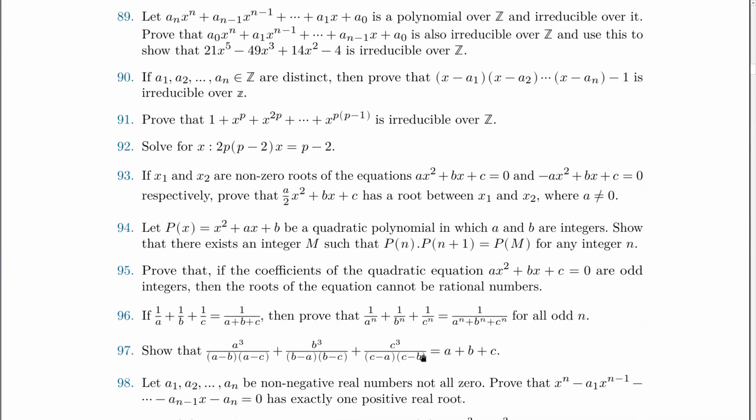Now we have problem number 99. It says, let p of x be a real polynomial function, and p of x is equal to ax cube plus bx square plus cx plus d. Prove that if mod of p of x is less than or equal to 1 for all x such that mod of x is less than or equal to 1, then mod a plus mod b plus mod c plus mod d is less than or equal to 7.